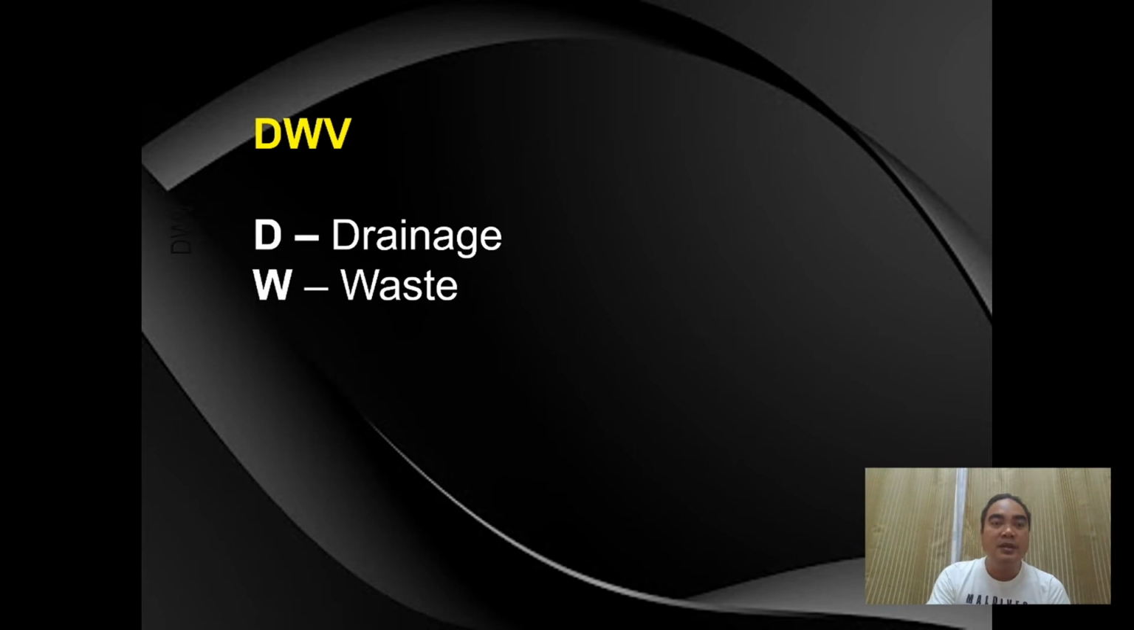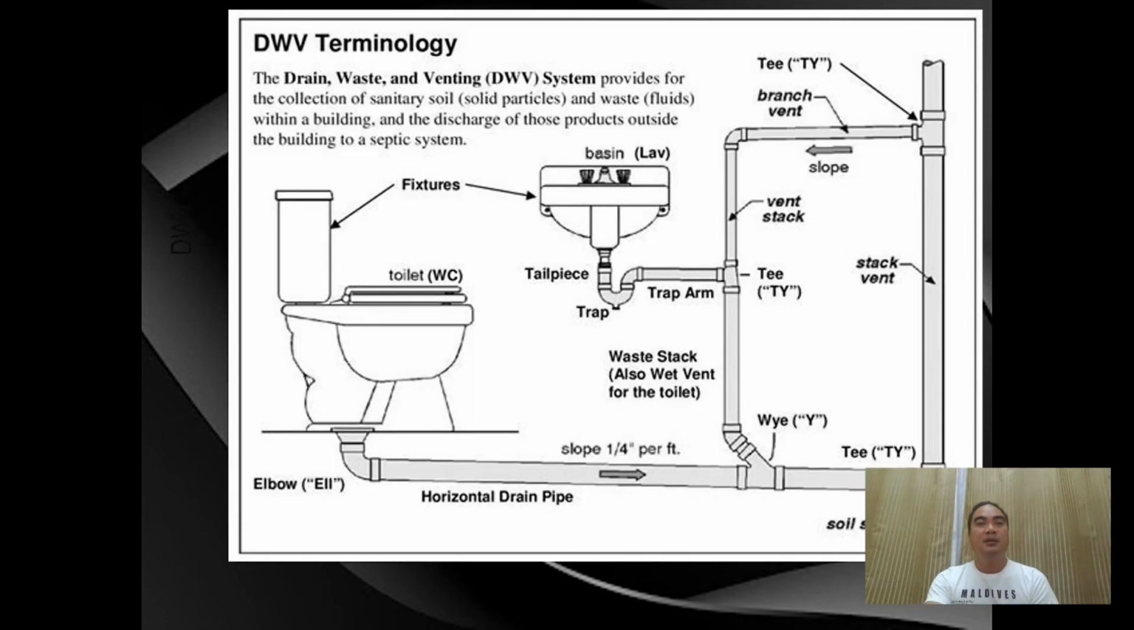DWV. D, drainage, W, waste, V, ventilation. DWV terminologies. The drainage, waste, and ventilation venting system provides for the collection of sanitary soil, solid particles, and waste fluid within the building and the discharge of those products outside the building to septic system. Drain, waste, and ventilation system.